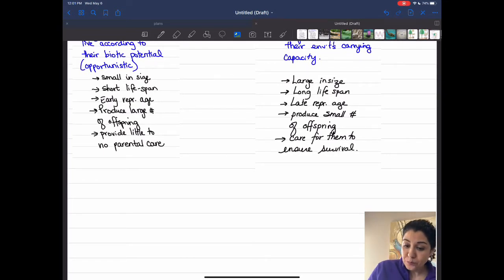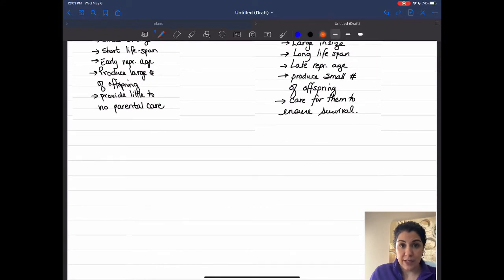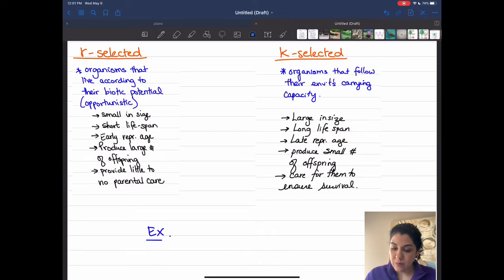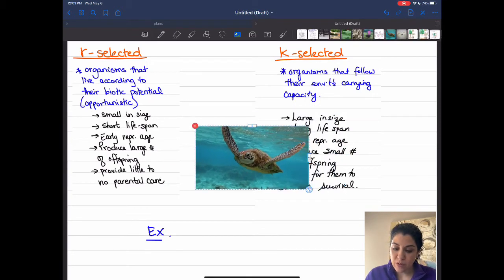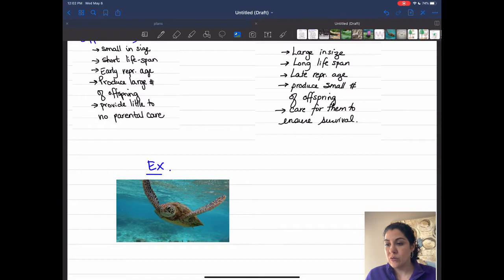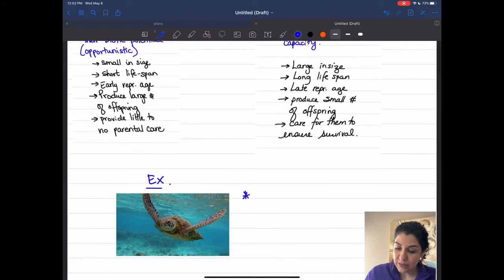So here, I'd like for you guys to have an example. The example we're going to be using is a turtle. The reason why I chose the turtle is because I don't want you to think of these categories, R-selected and K-selected, as absolutes. There are organisms that have certain characteristics that are R-selected and certain characteristics that are K-selected. So when we observe a turtle, as an amphibian, we're going to see that it has some characteristics that are R-selected.